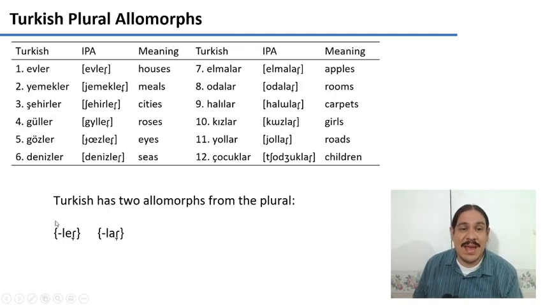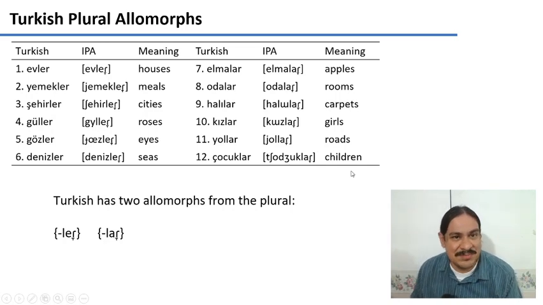it has two allomorphs, lej and laj. Here we have some data with the lej allomorph. For example, evlej, yemeklej, şehirlej, güllej, yüzlej, denizlej. Houses, meals, cities, roses, eyes, and seas. We have some data with the laj allomorph, as in elmalaj, odalaj, halılaj, kızlaj, yollaj, çocuklaj. Apples, rooms, carpets, girls, roads, children.